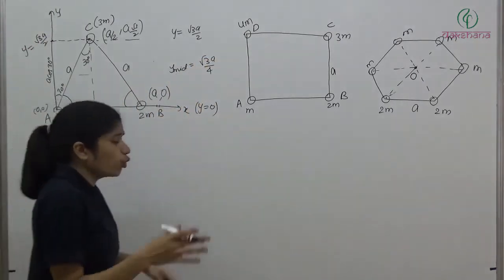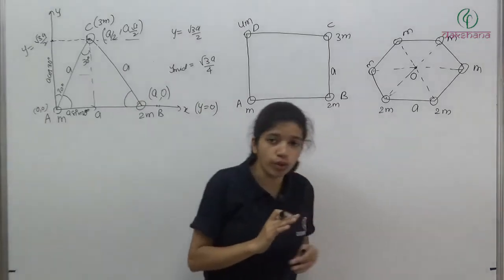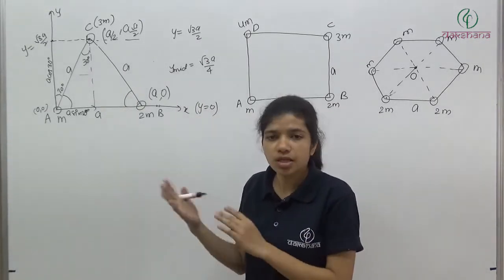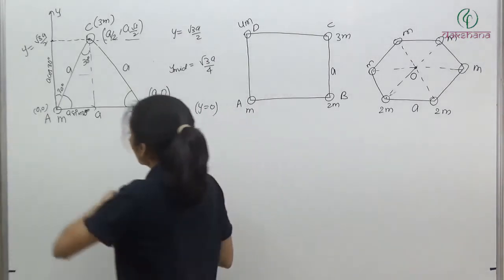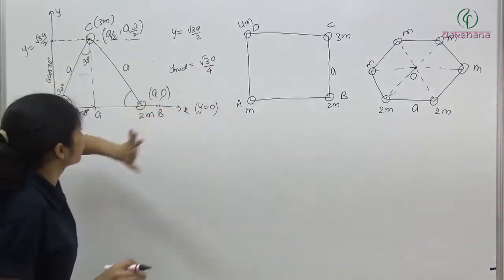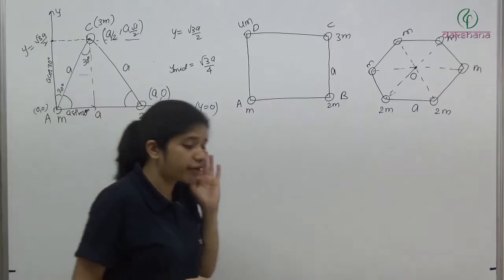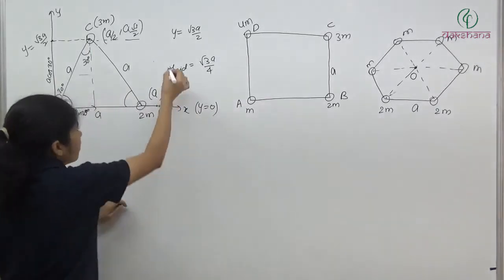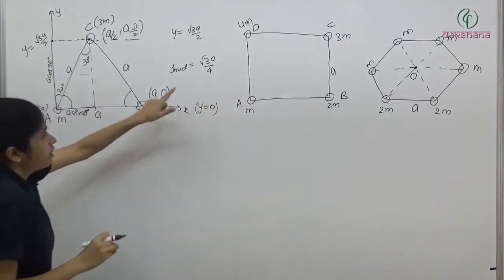I am just telling you what other ways we can do this. At last we are going to use the formula x of center of mass is equal to m1 x1 plus m2 x2 and all that. So for now, y mid is root 3a by 4. So definitely the y location of center of mass is going to be root 3a by 4. This is the y location of center of mass. Here the y will lie.